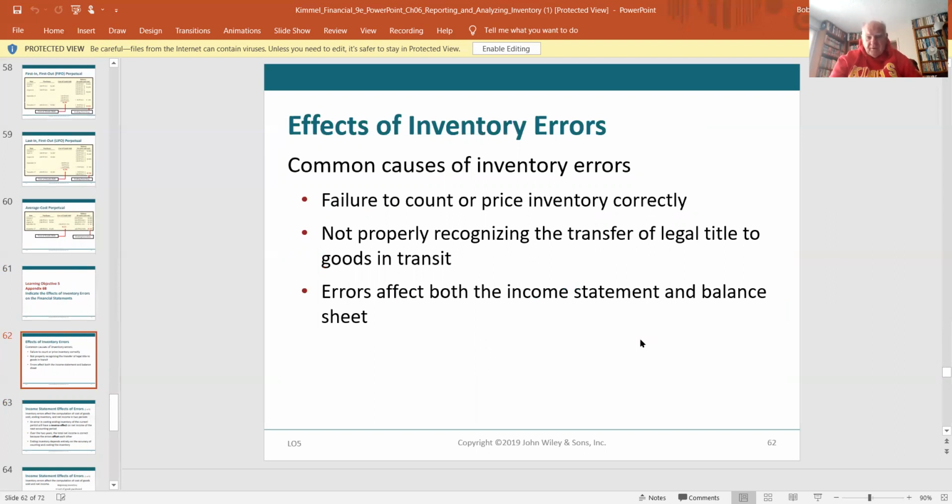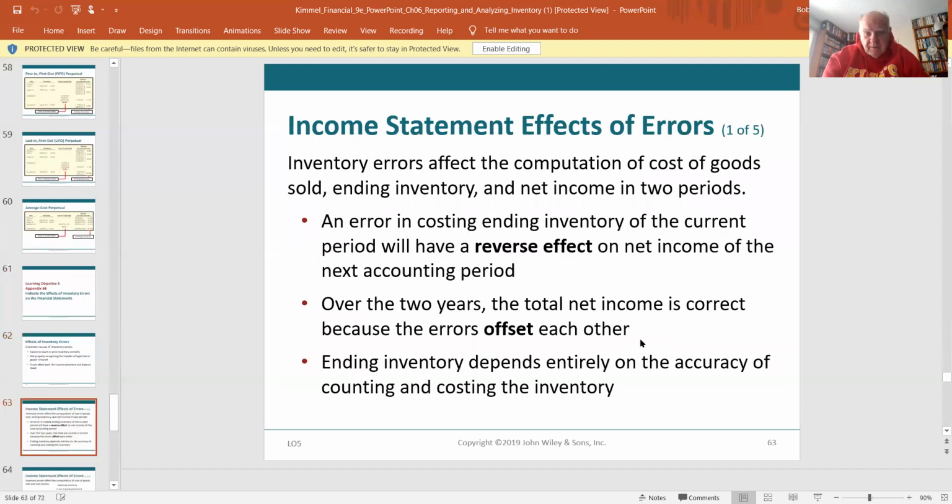Failing to count the inventory correctly. That's a disaster. If you make a big counting mistake at month end, you are coming up with an erroneous, understated, or overstated net income this month, and then it's going to have the opposite effect on the next month. And I'll show you what we're talking about. Errors affect both the income statement and the balance sheet. Inventory errors affect the cost of goods sold and the ending inventory for 2 months, not just this month.